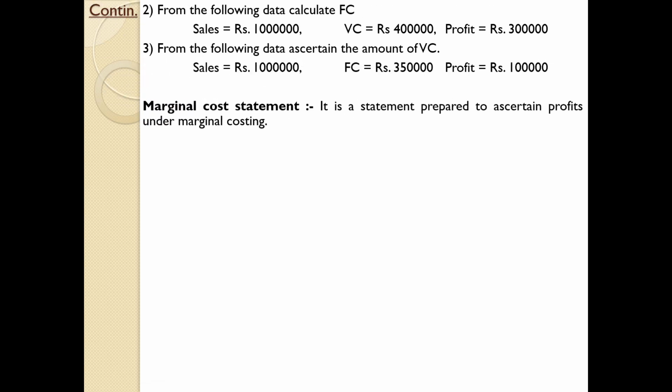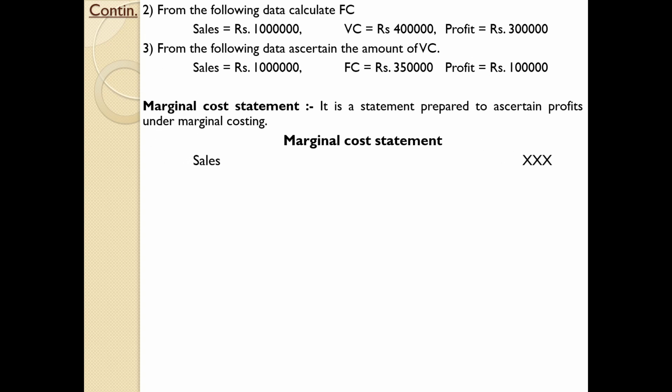Next one, marginal cost statement. Until now we have been discussing the concept of marginal cost, variable cost, sales, profits, likewise. But if we show all these items in a statement form, it is known as marginal cost statement. So it is a statement prepared to ascertain the profit under marginal costing. Not only profit, we are preparing the marginal cost statement so as to identify contribution.